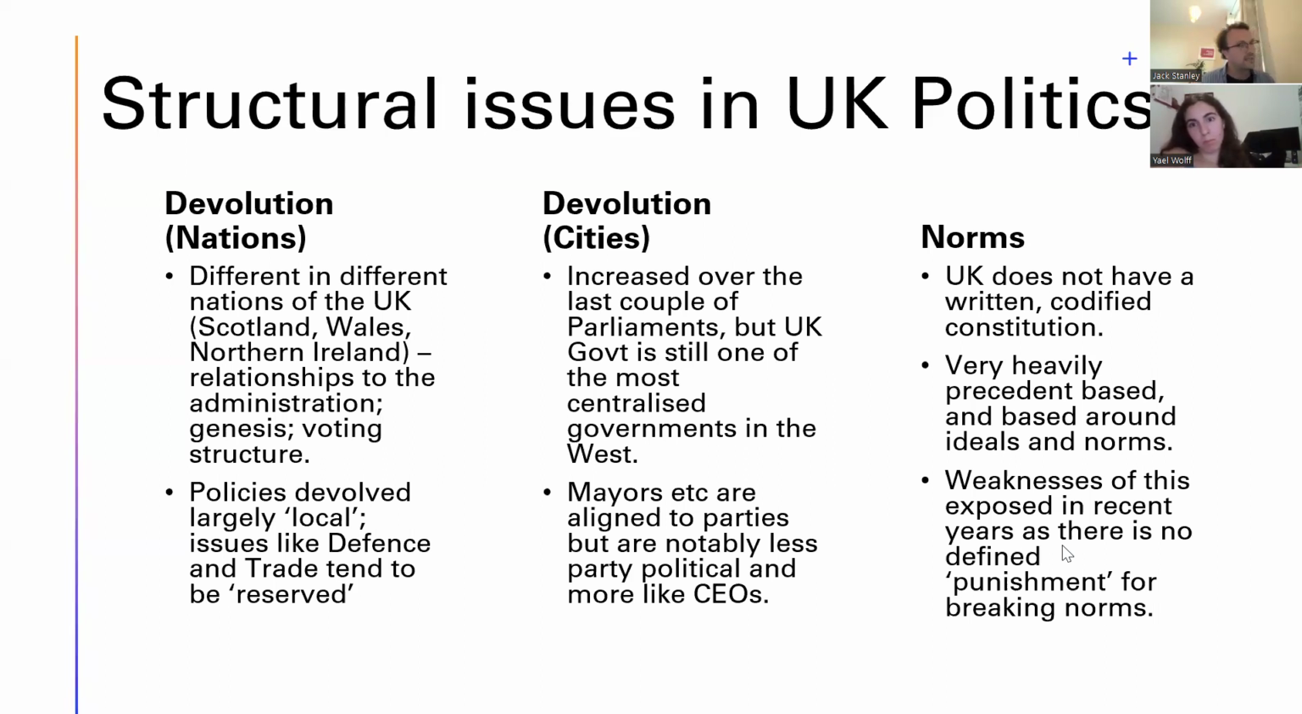You can't then be prime minister. Similarly, when it comes to things like Scottish independence, there was a big question as to whether or not the Scottish government could unilaterally just say, we want to have a referendum on this. It went to the Supreme Court to make a judgment on this, but there's not a constitution that says, here's how people can secede.